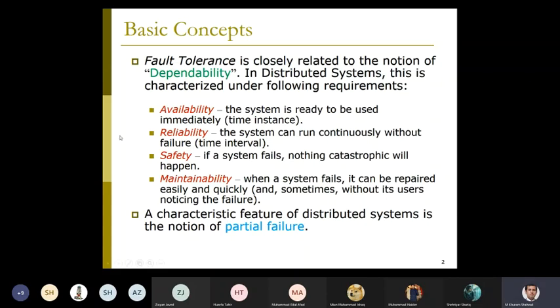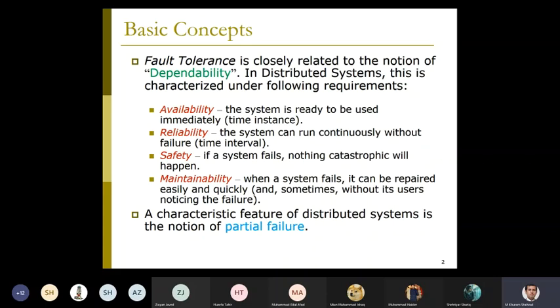Availability means the system is ready to be used at any time instance. It means that availability is concerned only with the time instance when we are accessing the system. In contrast, reliability deals with a time interval, let's say 1 month, 1 year, 1 hour, out of which what is the time that the system is not available. The system can run continuously without failure. So this is related to the time interval.